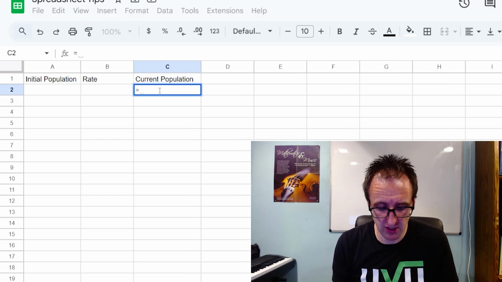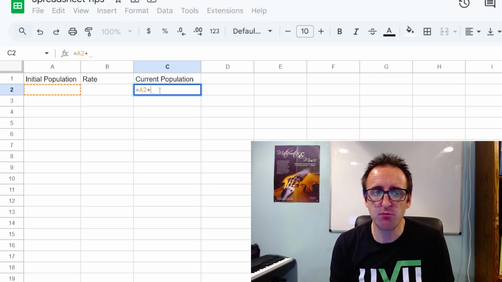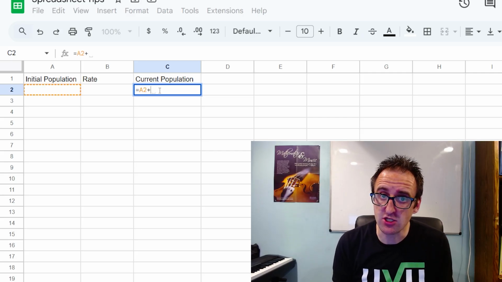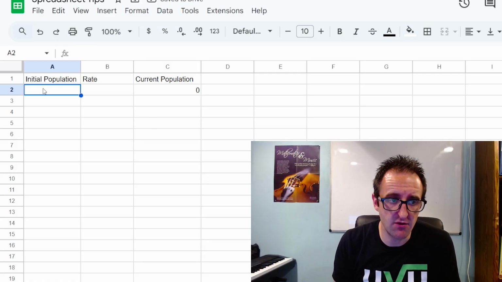The current population after a year of growth is going to be the initial population, which is A2, plus the initial population times the growth rate, A2 times B2. Let's try this out for a single year.